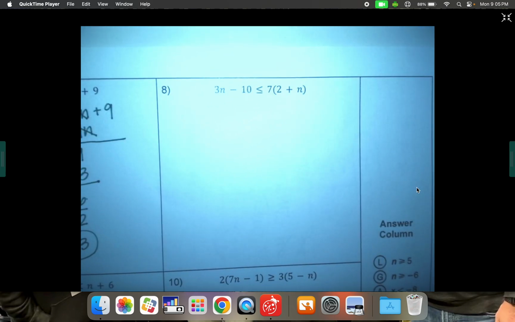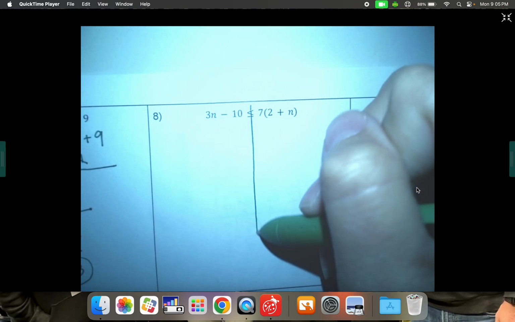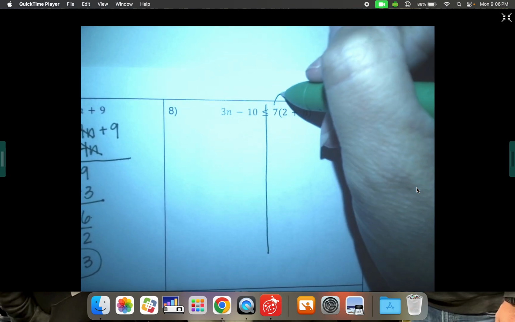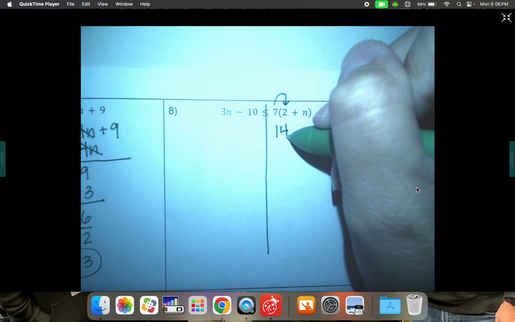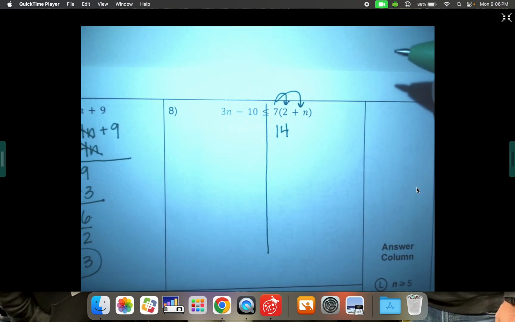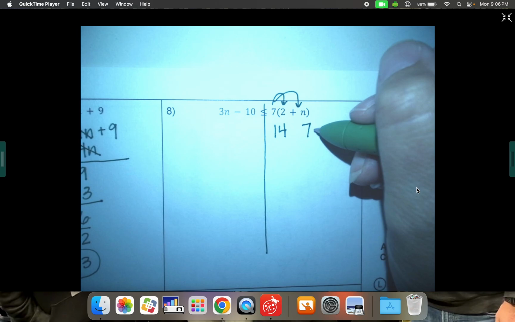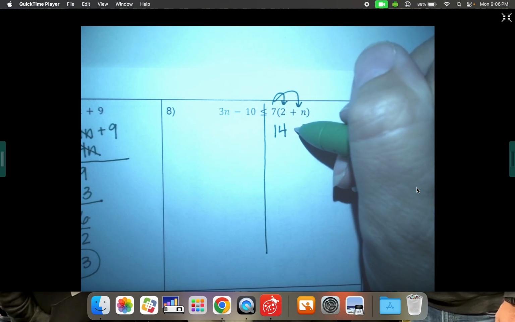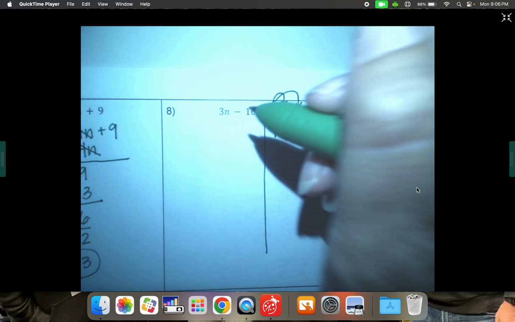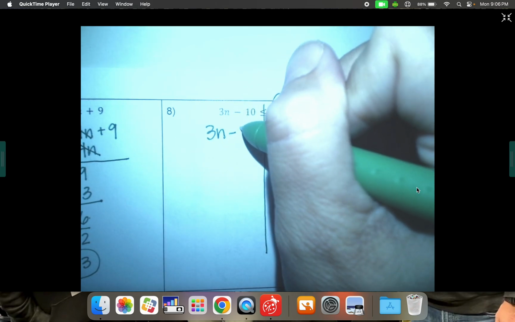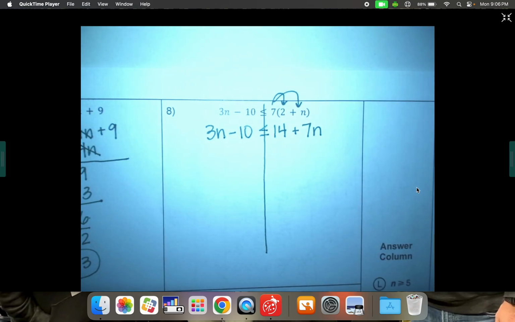All right, number 8, we're getting there. Let's distribute on the right. 7 times 2 is 14. 7 times n is just squish it together, 7n. And it's positive, so let's put a plus in between. Bring down your 3n minus 10 and your symbol.